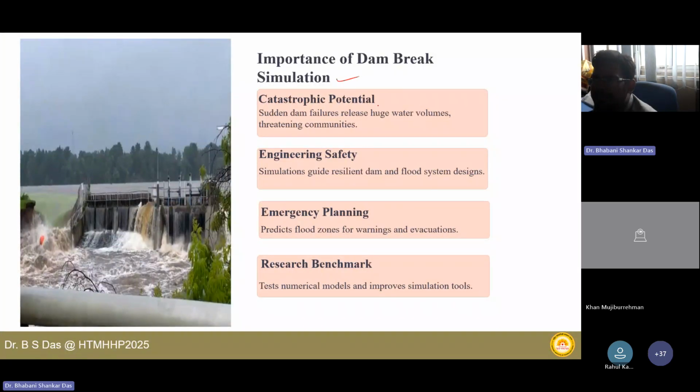Some dam break simulations you can find from Google or from research papers. What are the importance, catastrophic potential, safety point of view, and emergency planning? Through dam break analysis for a particular dam, we can recommend some simulation tools, some models, some governing equations through which those problems can be handled. We can set some benchmark for different dam break processes. So these are the importance of dam break simulations.